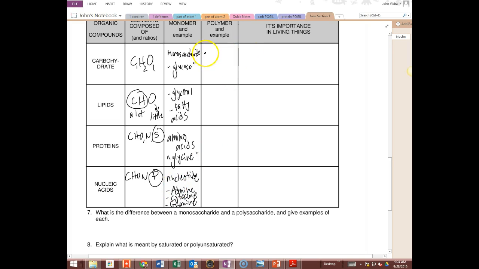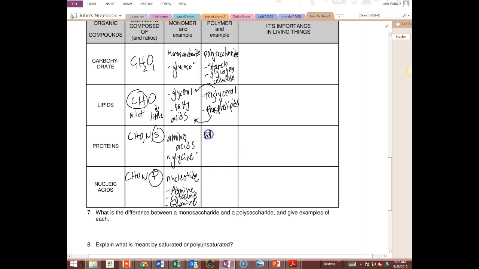Okay, polymer. We call this a polysaccharide. Examples: starch, glycogen, cellulose. Lipids. They form these big molecules called triglycerol molecules. They're also called something called phospholipids. Okay, yeah. They don't really form polymers. So it actually makes sense to put these molecules in here. Right, guys?